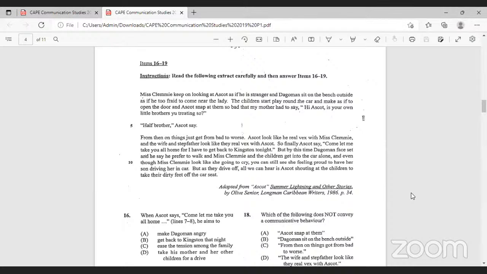From then on, things just get from bad to worse. Ascot looked like he real vexed with Miss Clemmy, and the wife and stepfather looked like they real vexed with Ascot. So finally, Ascot said, "Come, let me take you all home, for I have to get back to Kingston tonight." By this time, Dagoman face set and he preferred to walk, and Miss Clemmy and the children get into the car alone. And even though Miss Clemmy looked like she's going to cry, you can still see she feeling proud to have her son driving in her car.